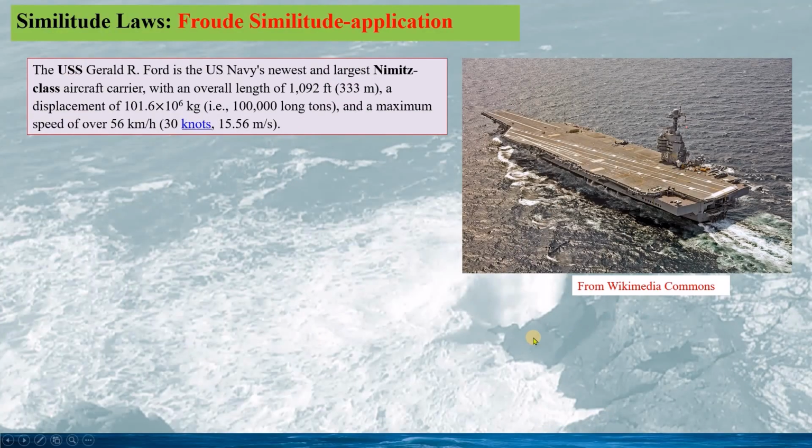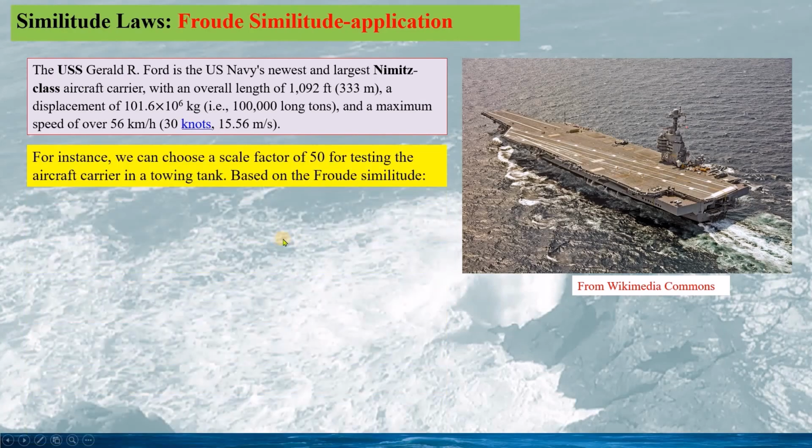Now we return to the USS aircraft carrier. The overall length of the carrier is 333 meters, the displacement is 100,000 long tons, and the maximum speed is over 56 kilometers per hour. That is 30 knots, or 15.56 meters per second.